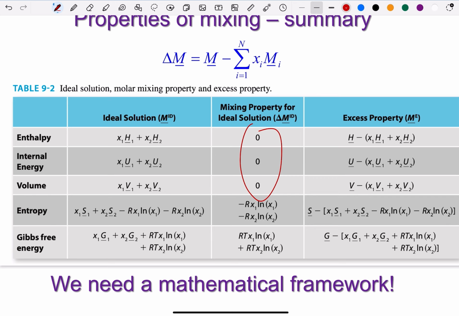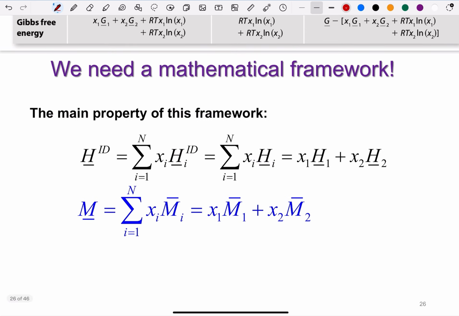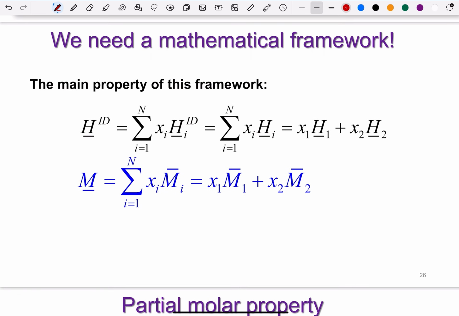All right, so this is okay so far, but we have these excess properties that are pretty useful when we are talking about non-ideal behavior, but still we are always motivated by the ideal solution property. Let's say I have H ideal for a binary system. It's very convenient to write it like x1 h1 plus x2 h2, right? So I can relate it to the pure component properties.